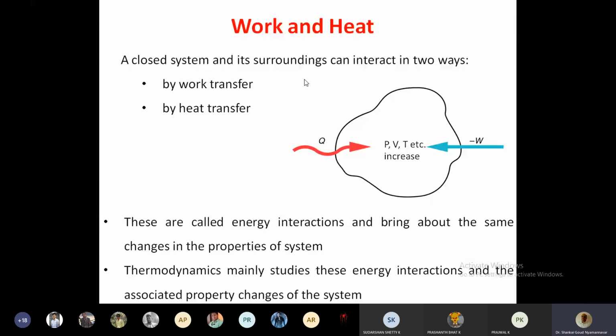Mega means 10 to the power 6. It is megawatt, right? Megawatt power plant, right? So similarly, there is a kilowatt. Kilo means 1000 watts. 10 to the power 6 means million. Million watt is called a megawatt. So like that, there will be a 500 megawatt power plant or a 1000 megawatt power plant.